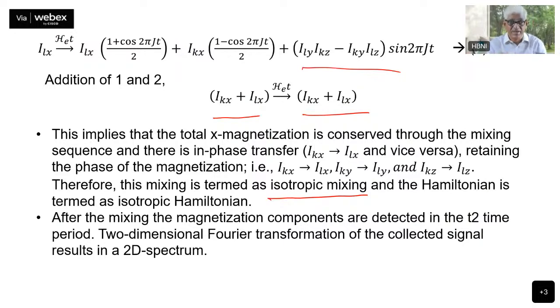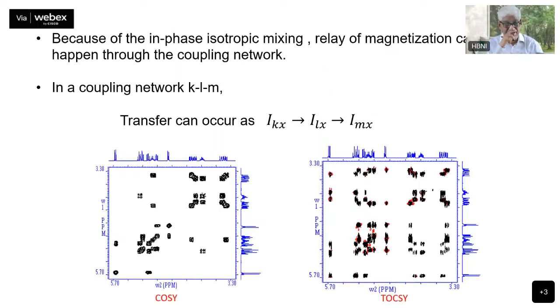After the mixing, the magnetization components are detected in the T2 time period. A two-dimensional Fourier transformation of the collected signal results in the 2D spectrum as usual. Now you see here, because of the in-phase isotropic mixing, relay of magnetization can happen through the coupling network.